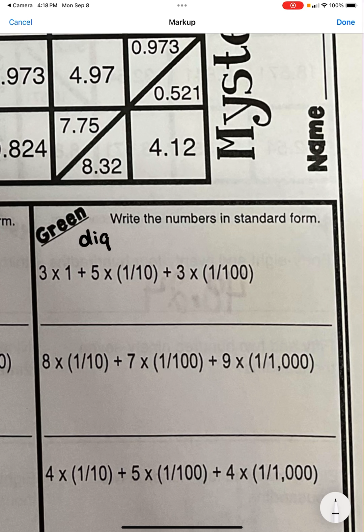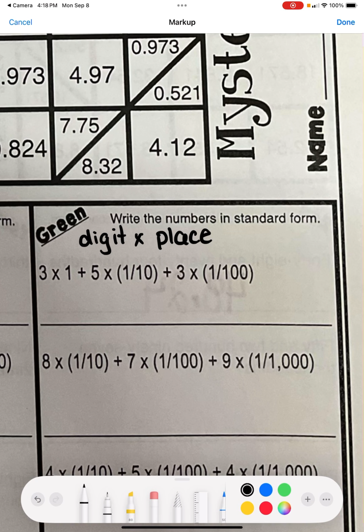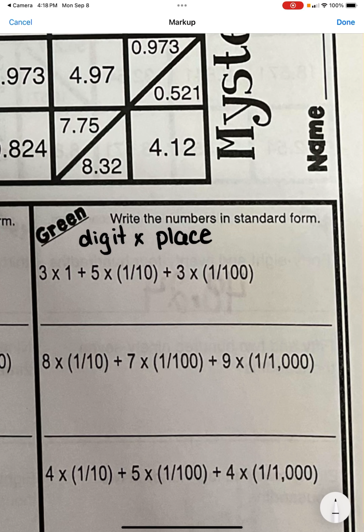digit times place. And what that means is there is a digit, which is the actual number, and it is multiplied by the place value. So here we have 3 multiplied by 1, that is 3. And then we're going to add 5 times 1/10.